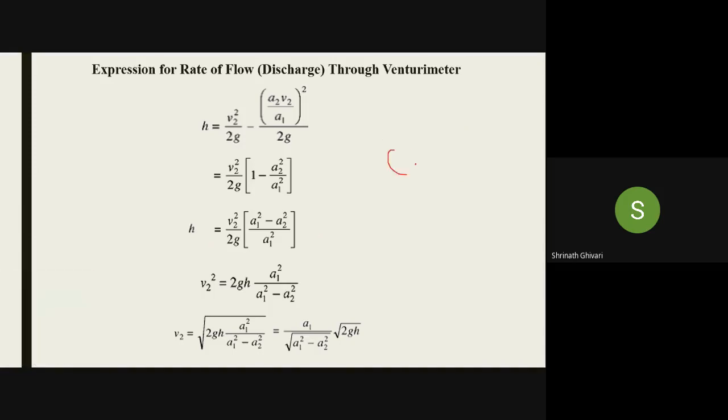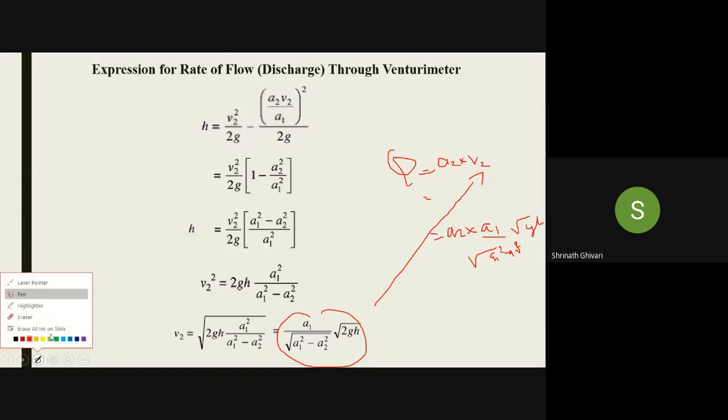Okay. So Q equal to A2 into V2. When we get A2 into V2, substitute the value of V2 here. So A2 into A1 divided by square root of A1 square minus A2 square, into square root of 2gh. Okay, we got the expression.